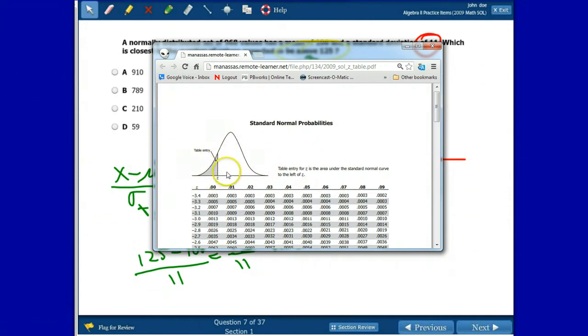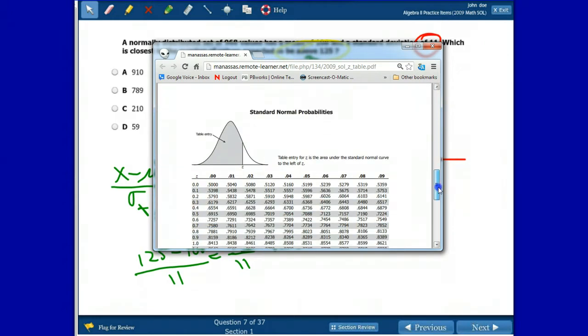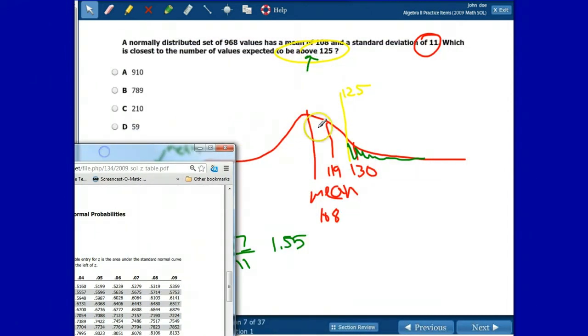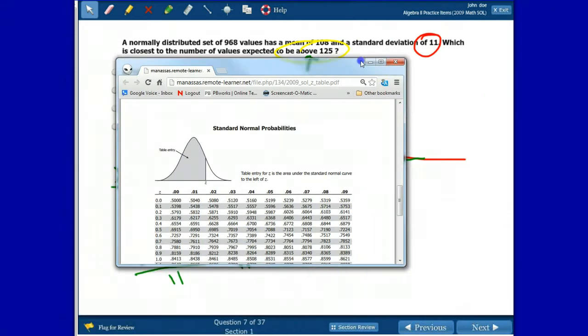So anything to the left of the mean is going to come out to be a negative, because negative standard deviations are less than the mean and positive standard deviations are past the mean. So if you go to page 2, this is when it makes it past the mean, and if you notice, that's where my value is. My 125 is past the mean, so I'm going to be looking at this paper.